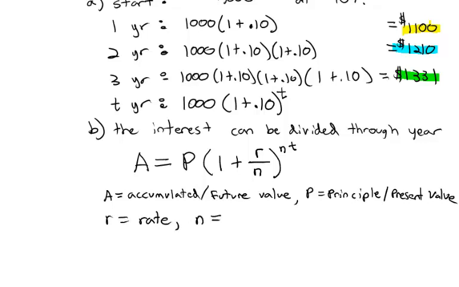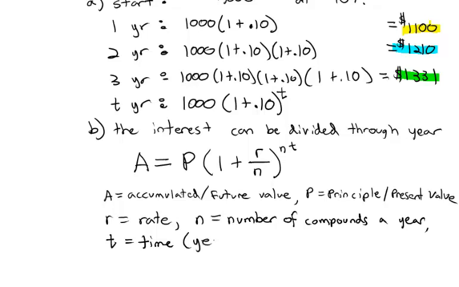N, that's a new variable. N stands for the number of compounds a year. So if it's compounded monthly, there's 12 months in a year, N is 12. If it's compounded weekly, there's 52 weeks in a year, N is 52. And finally, T is time, and again, it's important that time is always in years.